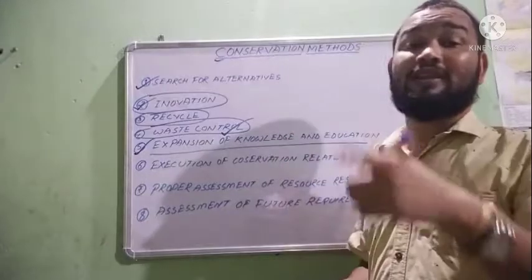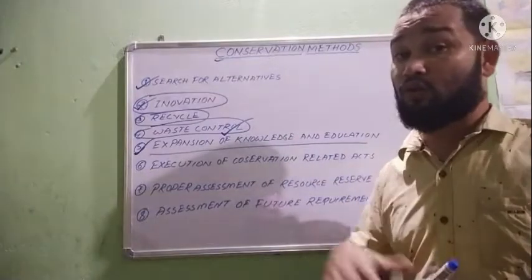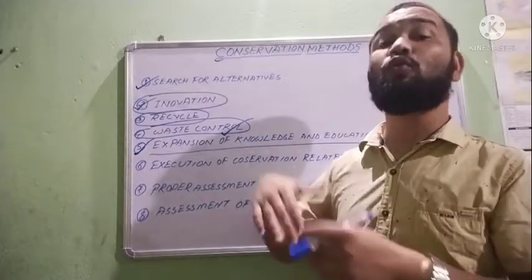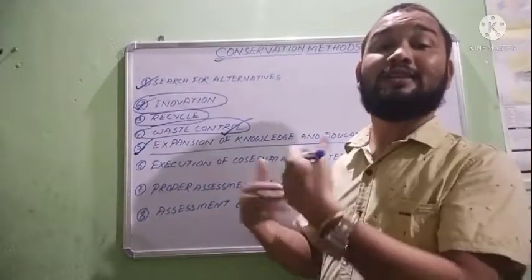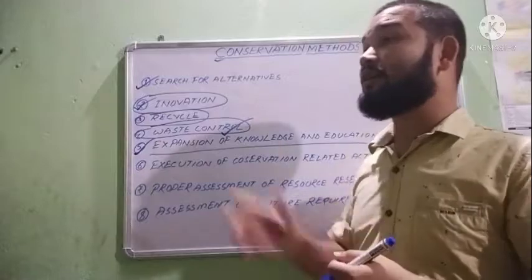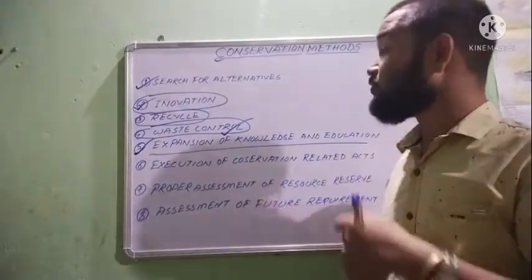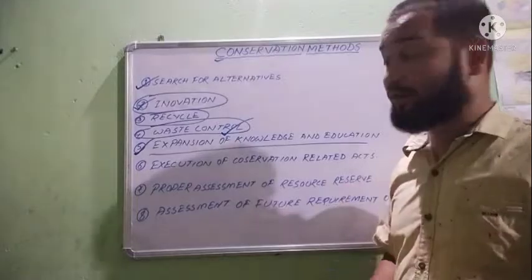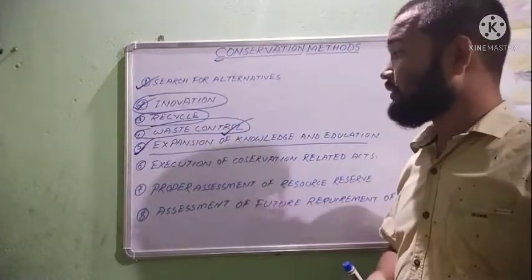So expansion of knowledge and education is one of the important things. We should create awareness, we should expand the knowledge of human beings, not to waste the material or to utilize the waste product for another purpose. This type of knowledge we should expand, then only can the resource be conserved. This is one of the methods. I hope you have understood this method.